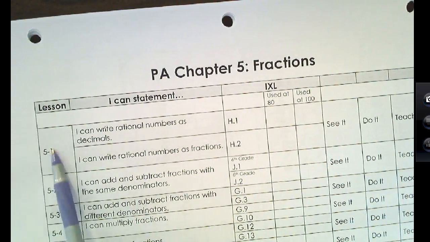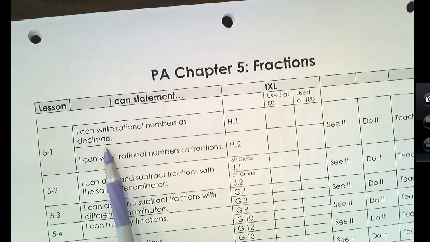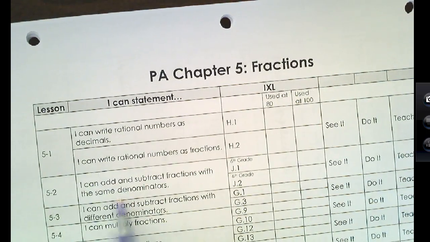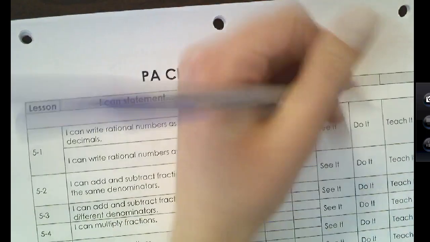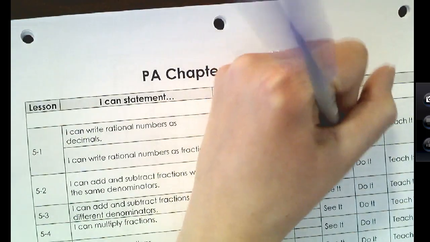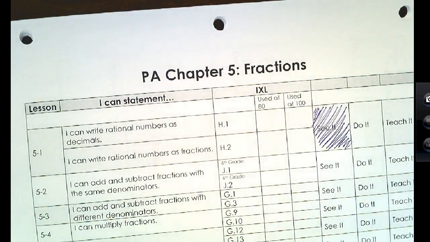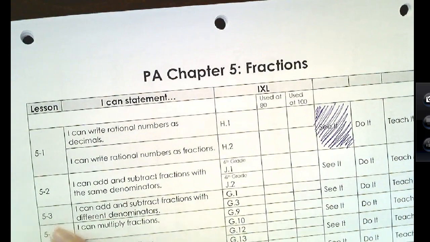So today, 5-1 says I can write rational numbers as decimals. So we're going to be learning about decimals. And I can write rational numbers as fractions. So go ahead and shade in to see it there. And today we're going to be learning about writing rational numbers as both fractions and decimals. Shade in to see it. And then flip to 5-1.